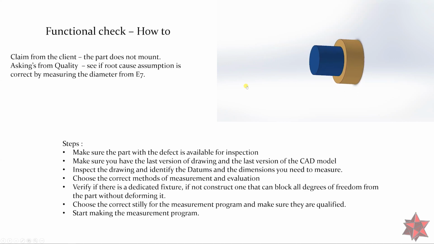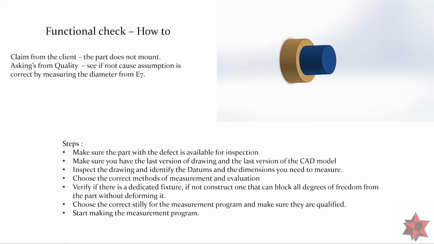Okay, let's go. So let's say that a claim from a client comes to your company and the quality department assumes that the root cause is the diameter at location E7 from the drawing. What to do? Well, there are some steps that are recommended to follow in order for you to complete this task.